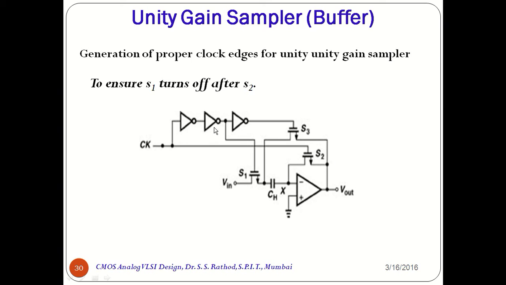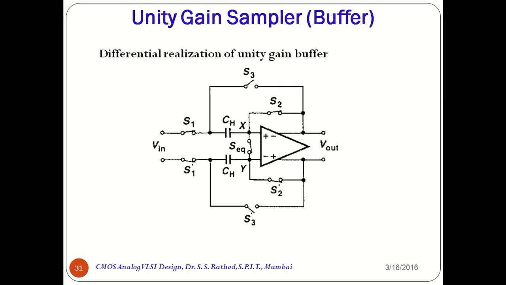Then we have introduced two inverters over here, which will ensure that once S2 turns off, after some time S1 will turn off, and when these two turn off, after that S3 should turn on. That has been ensured by this third inverter. So this circuit shows the generation of the proper clock edges for the unity gain buffer circuit.